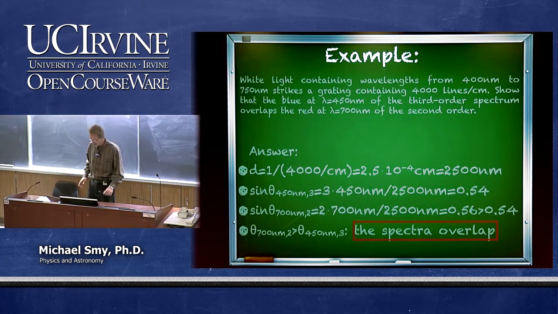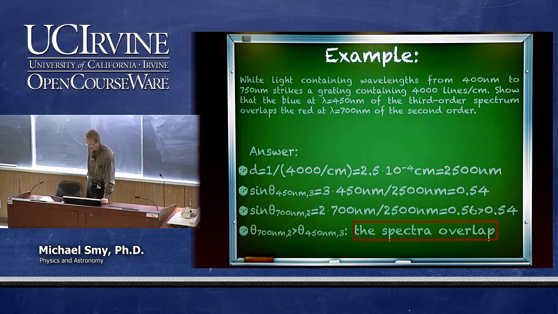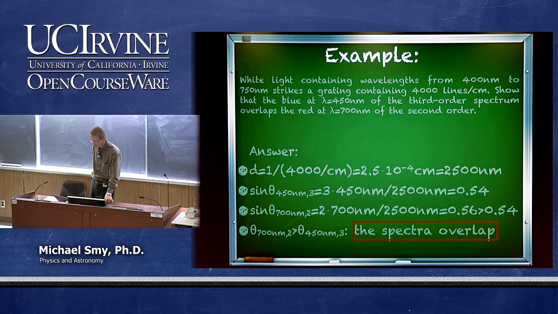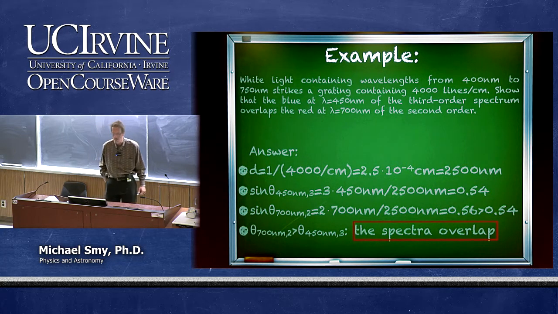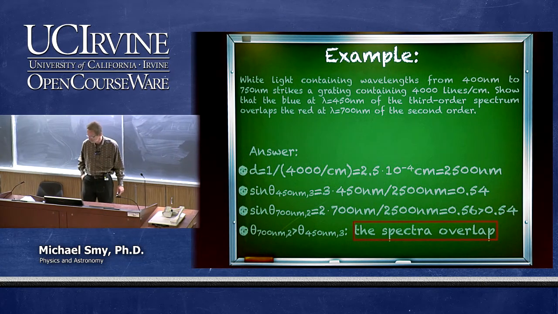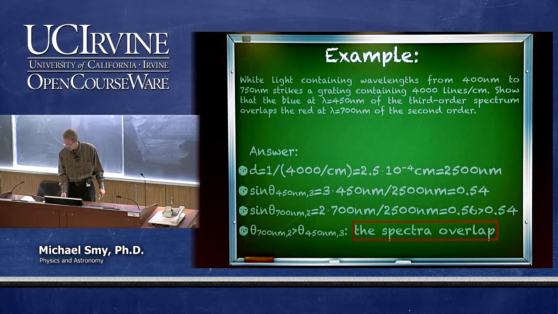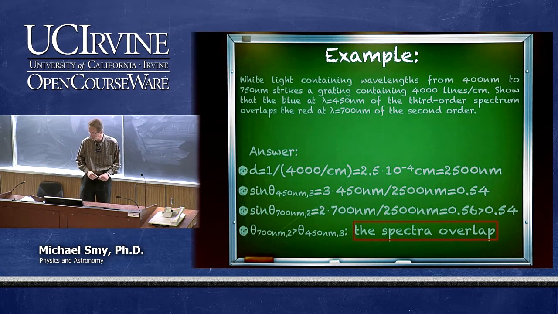So let's look at a different example. There's actually one problem with using gratings, and that is that the different orders of the spectra can overlap. Let's assume we have white light in the wavelength region between 400 nanometers and 750 nanometers, striking a grating that contains 4,000 lines per centimeter. The problem is to show that the blue of the third order overlaps the red of the second order.